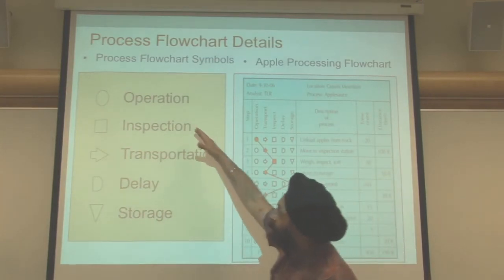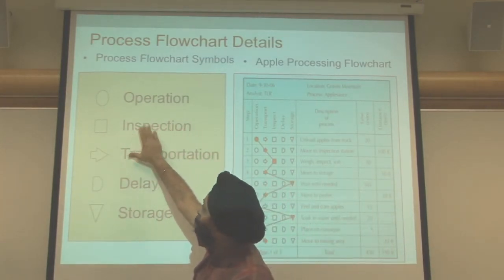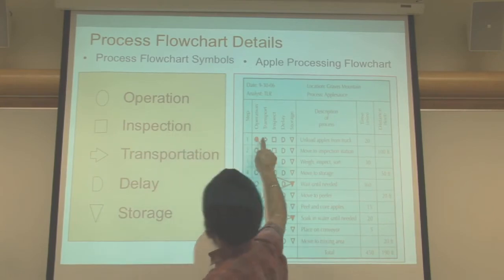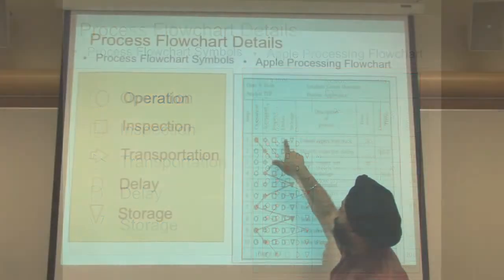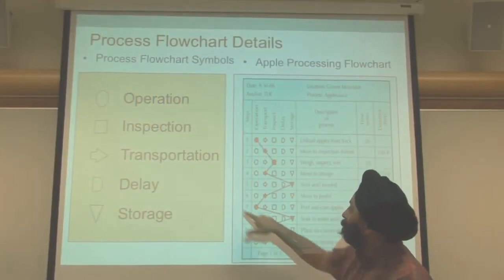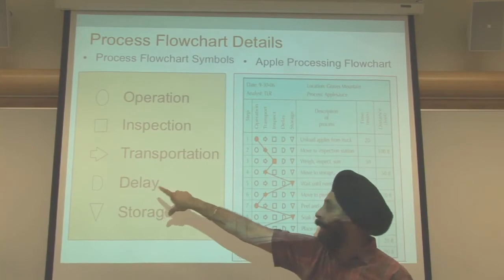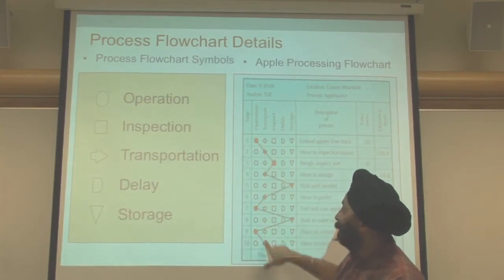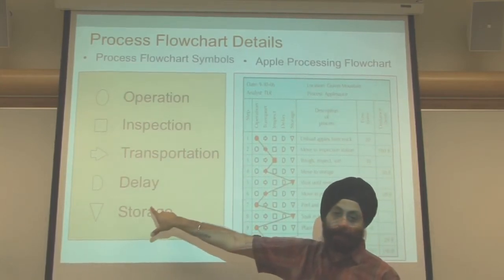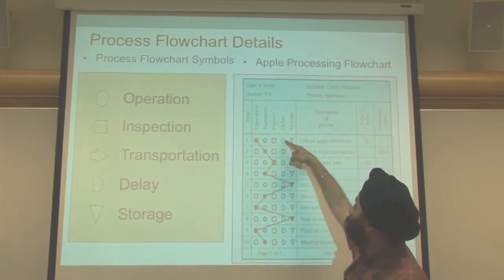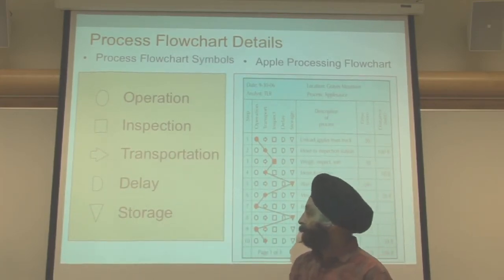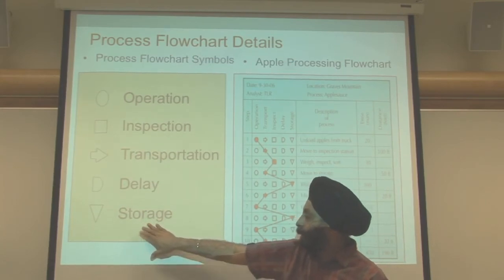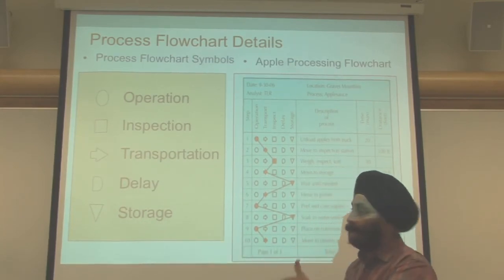The process flowchart symbols are a circle, which indicates operation, as you can see right here. Inspection is typically denoted by a square, which is right here in the middle. Then transportation is denoted by an arrow, as you can see right here. And delay is indicated by D, which is also listed in here, and in some cases can be indicated in the process. And storage is the inverted triangle.